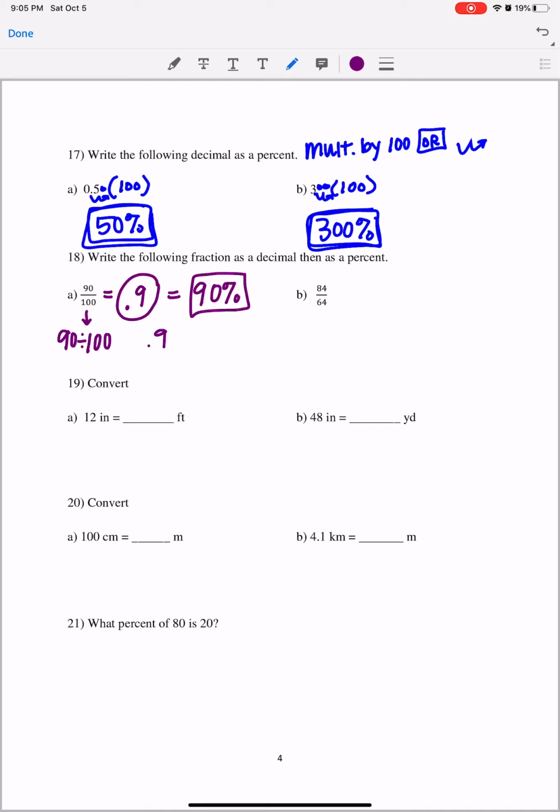So 0.9, 2 times over, add in that 0. And because percent means per 100, because you have a 100 on the bottom, that's why the percent is just the number on the top there.